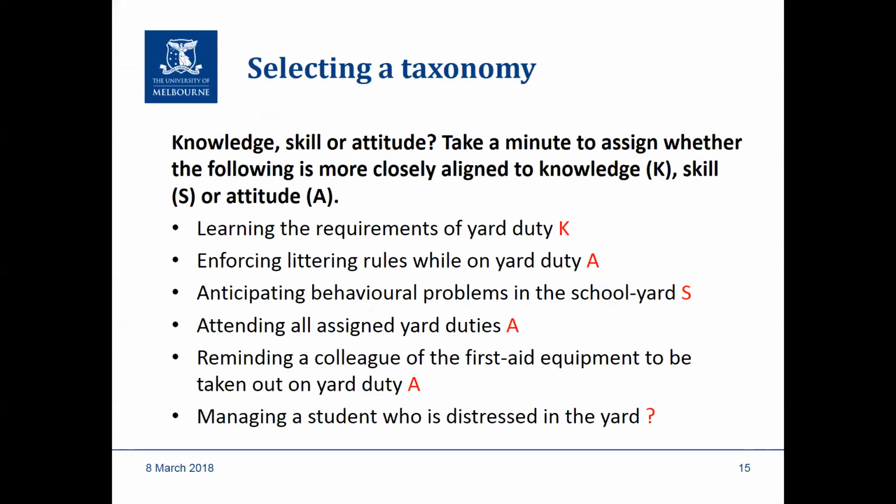Have a look at the last one. Sometimes they're a combination of all the three. Managing a student who's distressed in the schoolyard, well, first of all, you have to have attitudinal shift towards wanting to, rather than walking away. You need to have some knowledge into what the school processes are or how to manage a student who's distressed. And sometimes it just takes years of practice or good observation of students to actually recognise that they're distressed and go and do something about it. So we know that in learning, often we're impacted by knowledge, skills and attitudes all at once.